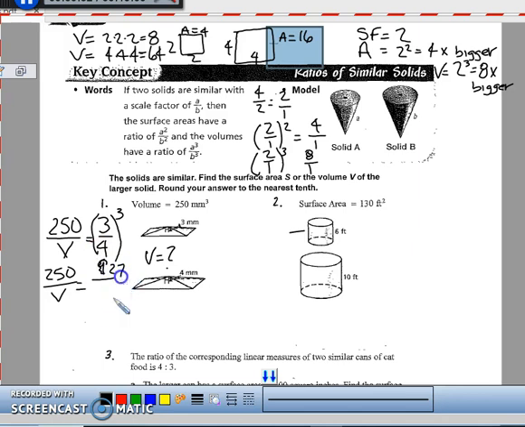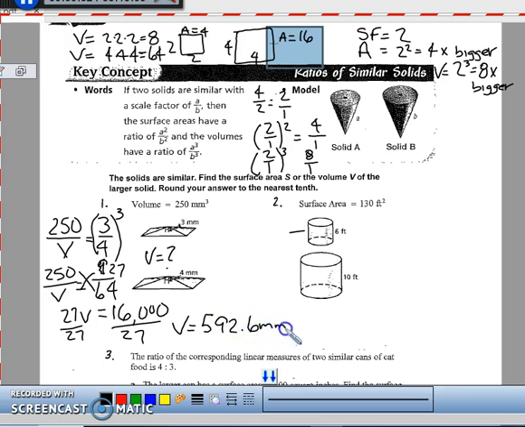That would be 27. 3 to the third would be 27, and then 64. All I did was 3 to the third is 27, 4 to the third is 64. I now have a proportion. I'm going to cross multiply. I get 27V is equal to 16,000. I will divide both sides by 27 if you want to show that part. And I think it says to round to the nearest tenth, so that's 592.6 millimeters cubed, because it is a volume.